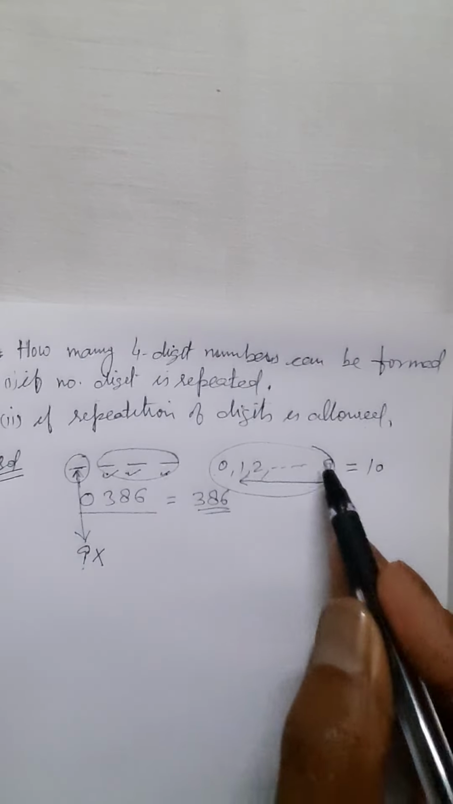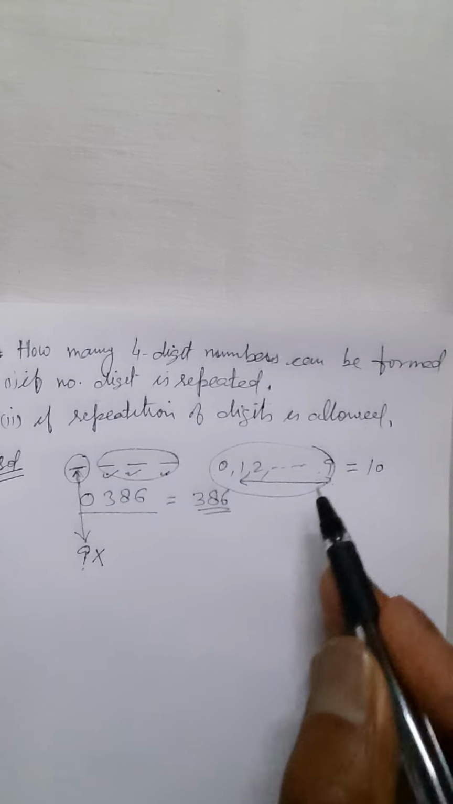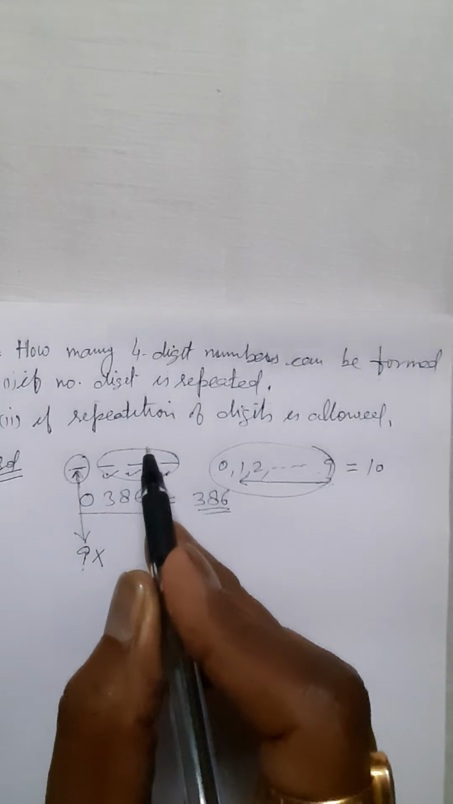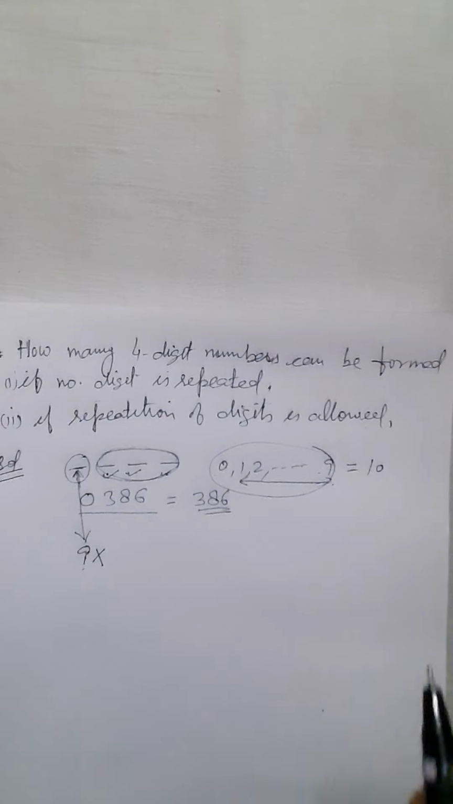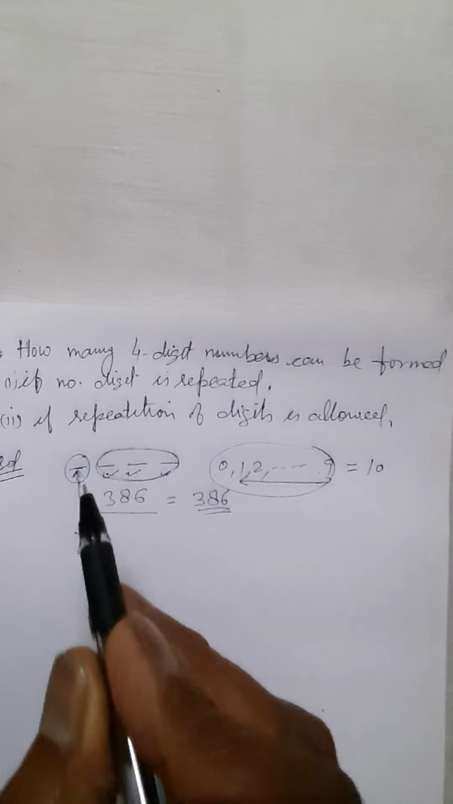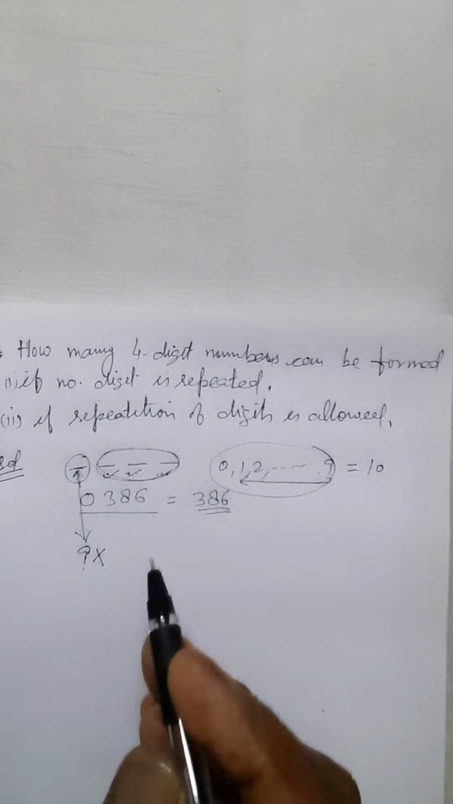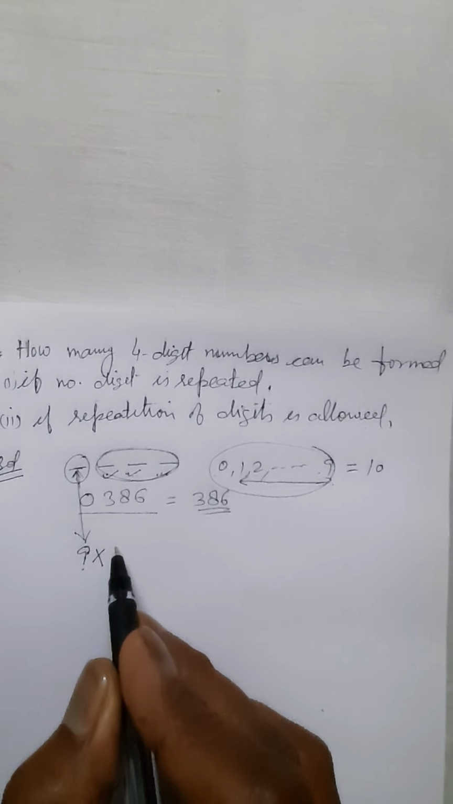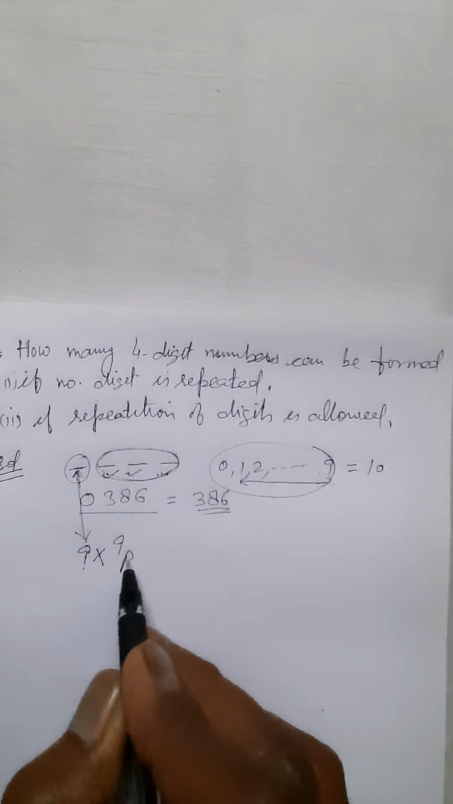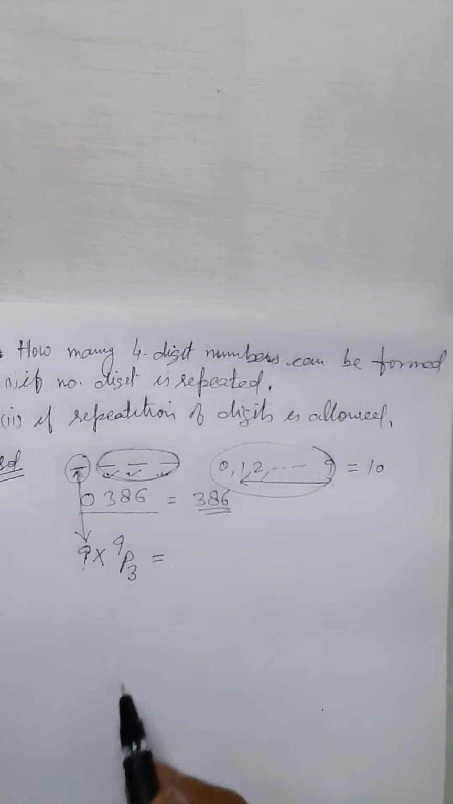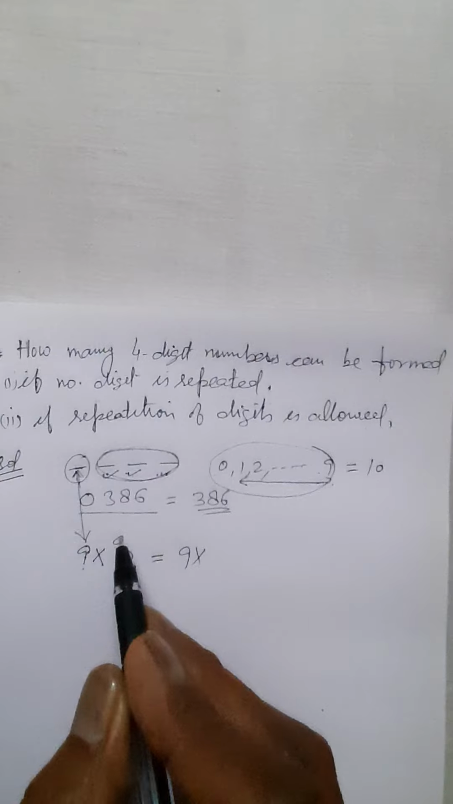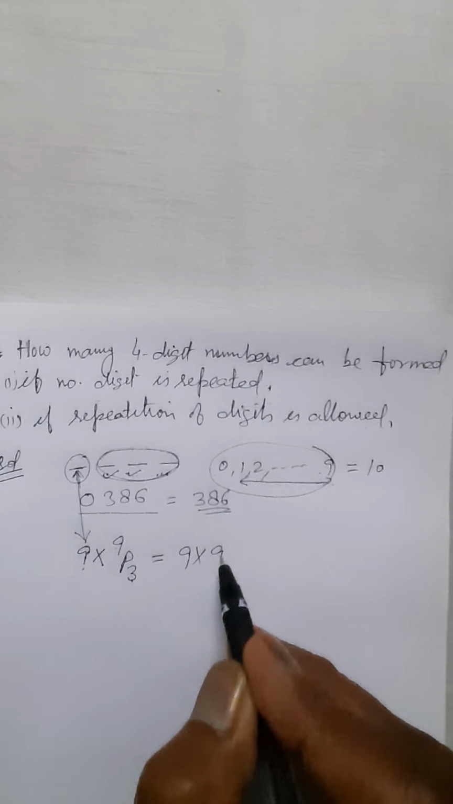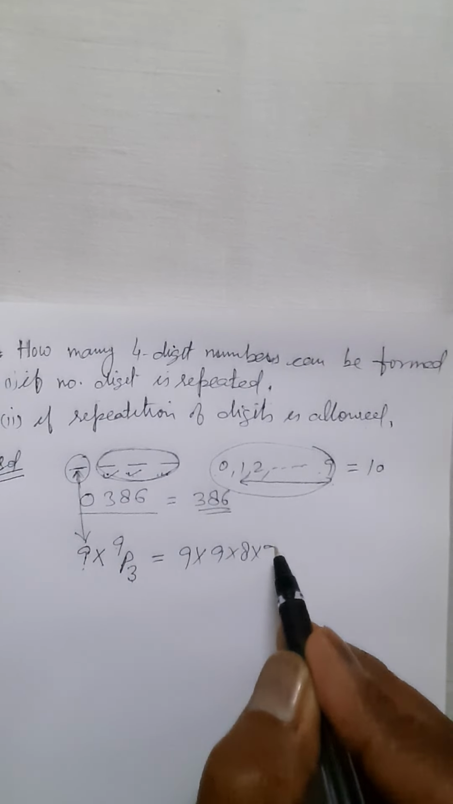So how many digits are left? 9. These 9 digits I have to fill at these 3 places. So that means 9 different digits are to be placed at 3 places. In how many ways this can be done? This can be done by 9p3 ways. It is a question of arrangement. So 9 into 9p3, which means 9 into 8 into 7.